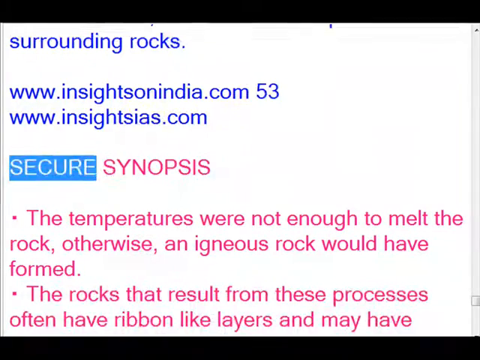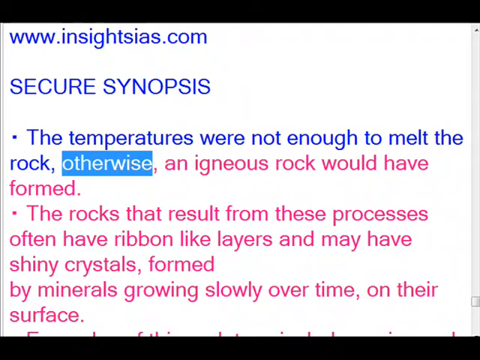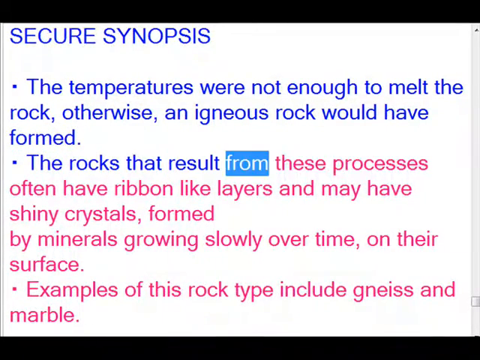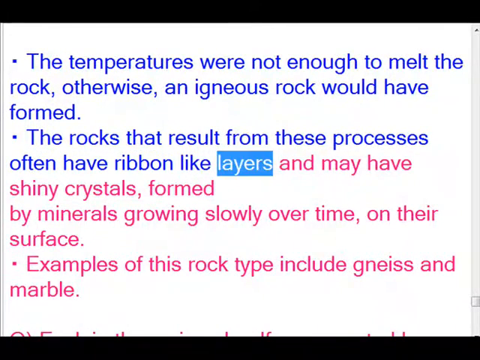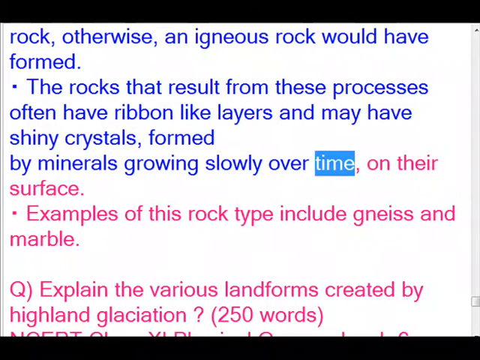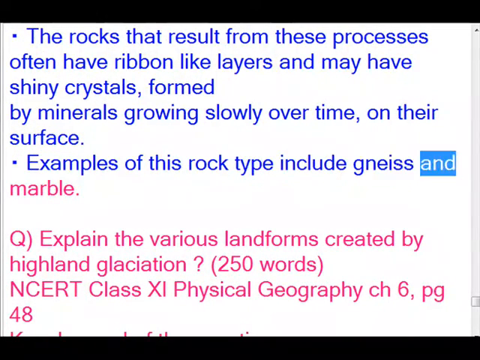Secure synopsis. The temperatures were not enough to melt the rock, otherwise an igneous rock would have formed. The rocks that result from these processes often have ribbon-like layers and may have shiny crystals formed by minerals growing slowly over time on their surface. Examples of this rock type include gneiss and marble.